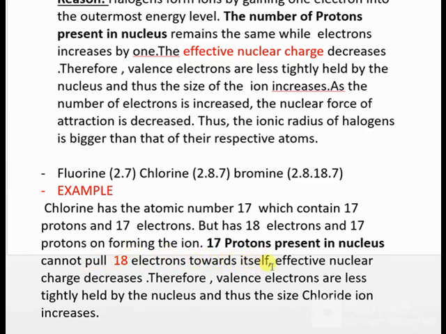decrease, because it is not able to pull the outermost energy level electrons towards itself, to the center, to the nucleus. Therefore, the effective nuclear charge decreases, and therefore the valence electrons are less tightly held by the nucleus, and thus the size of the chloride ion increases.